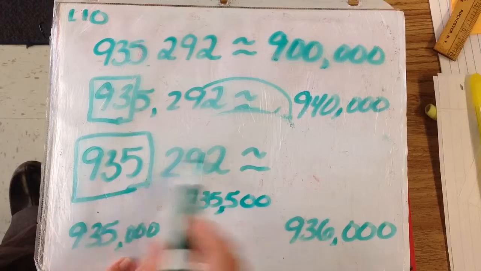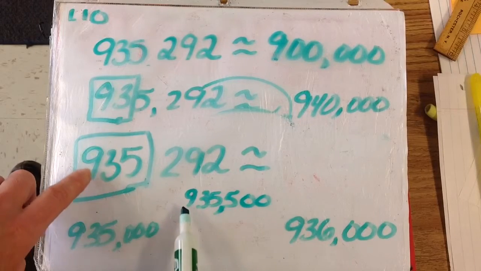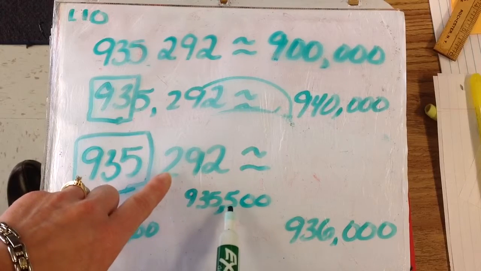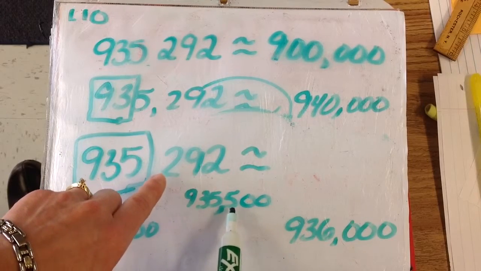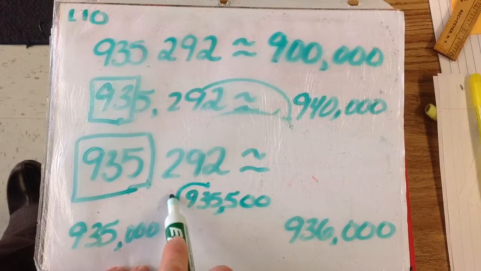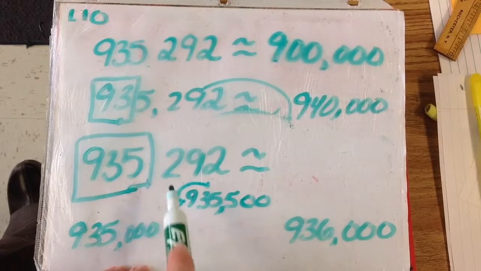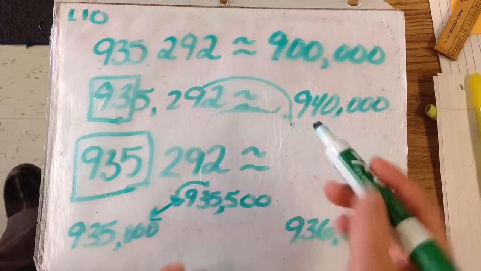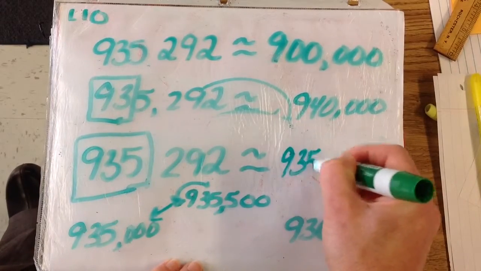So where does this number fall? Well, let's look. 9 is the same. 3 is the same. 5 is the same. 2 is less than 5. Therefore, it falls behind the midpoint. And if it falls behind the midpoint, that means it rounds down to about 935,000.